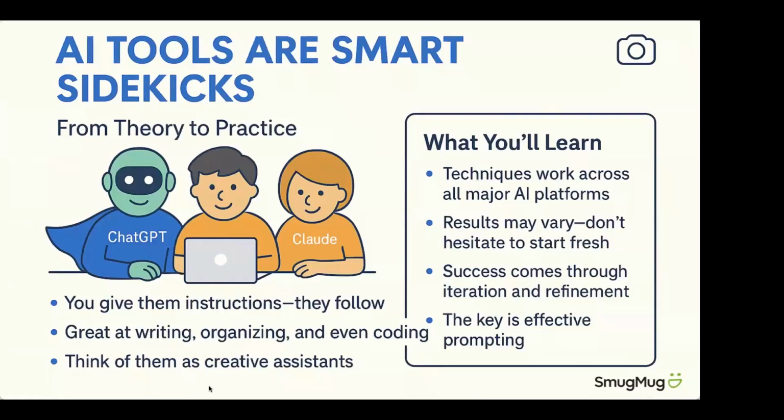AI tools like ChatGPT, Claude, Gemini are basically like having a really smart sidekick. You give them instructions, they follow. They're great at writing, researching, organizing, creating images, generating video, graphics, and even generating code. Think of them as your creative assistants. Like any assistant or employee, they're only as good as their training and their leadership.